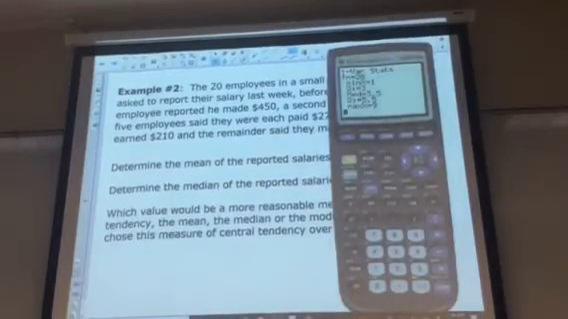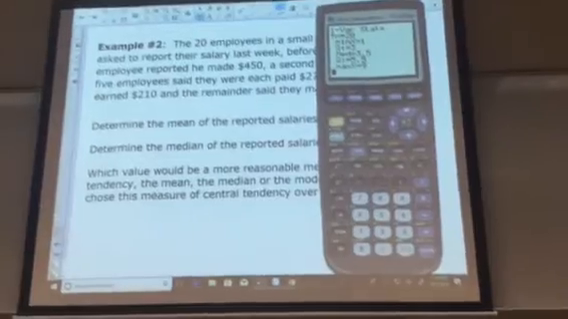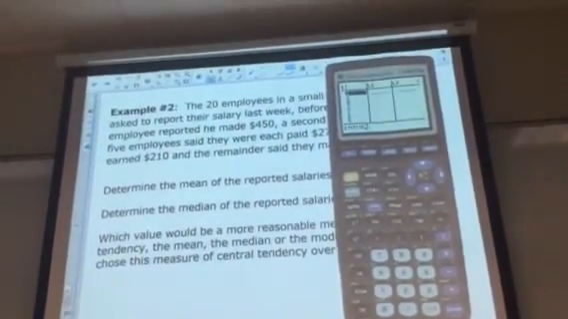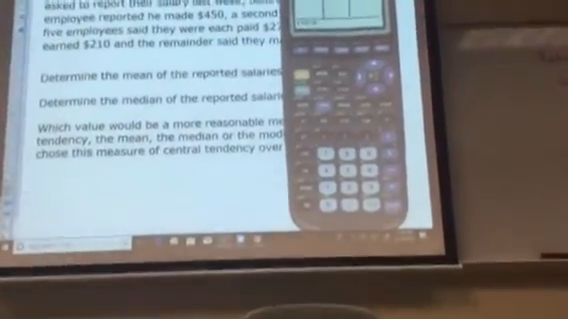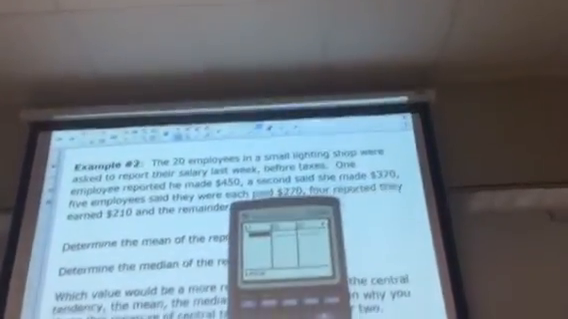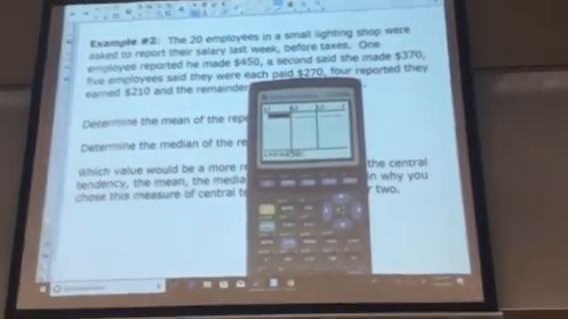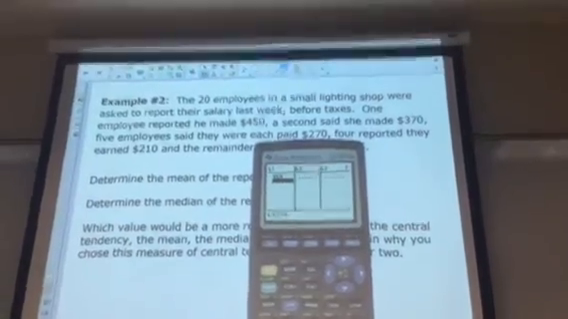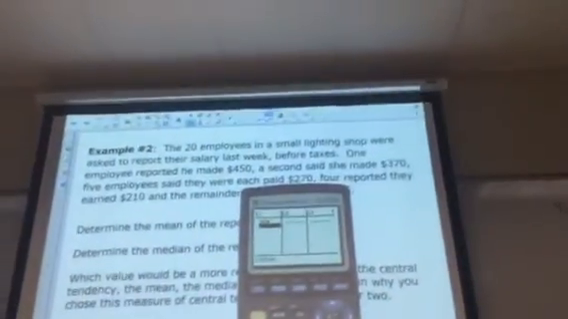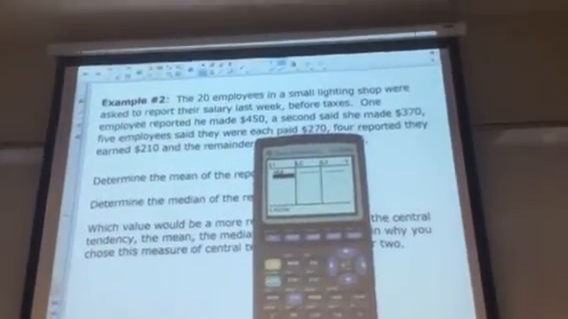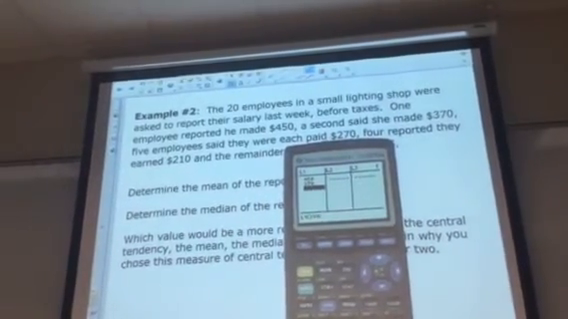Meaning that you're coming over here and you're saying, I'm finished with this information, so let me get rid of it. I observed a salary of $450. How many people had a salary of $450? Only one. I observed a second person with a salary of $370. How many people had a salary of $370?